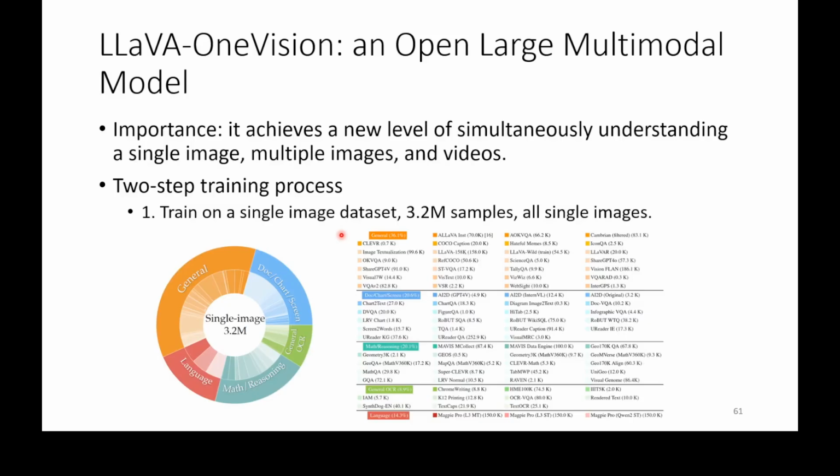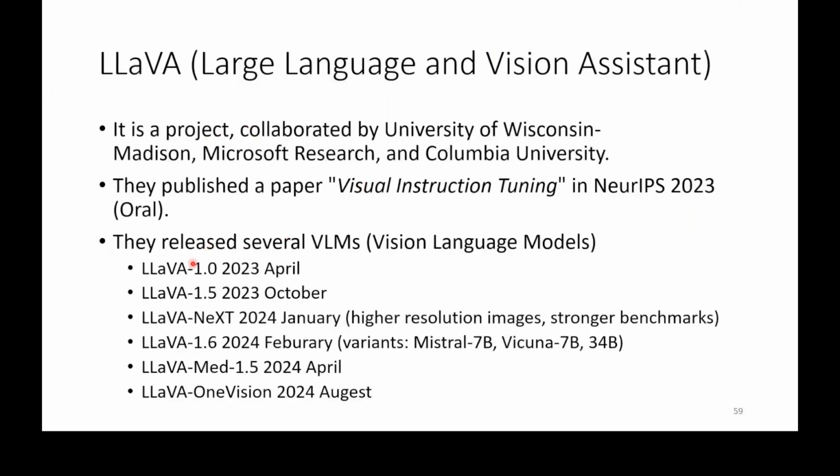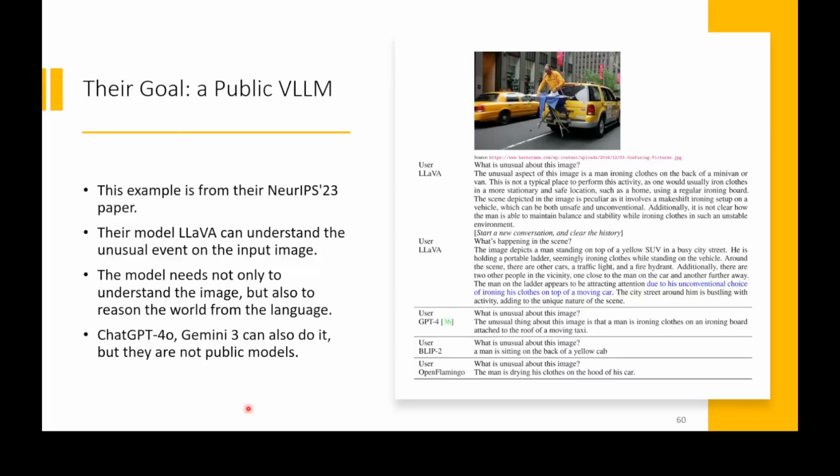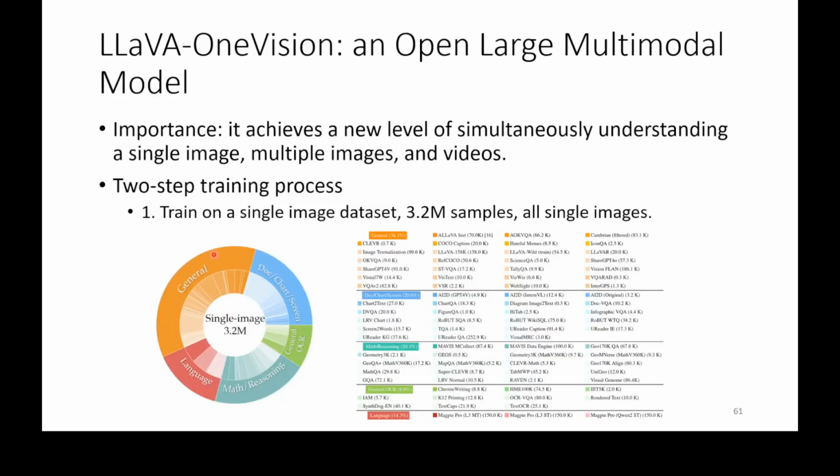So let's see. This is LLaVA, and finally they have OneVision. What does OneVision mean? In the beginning, LLaVA only dealt with images. It makes sense, right? Because a single image is easy to understand. So their training set for LLaVA is 3.2 million samples of single images.